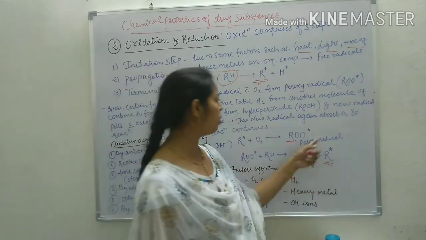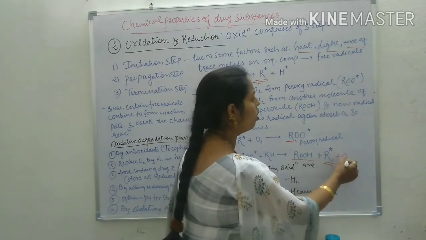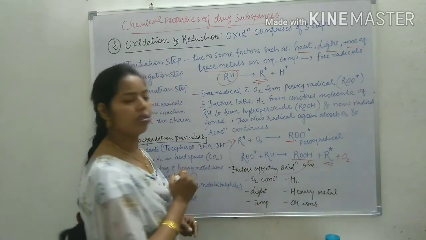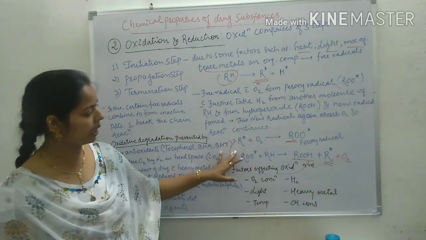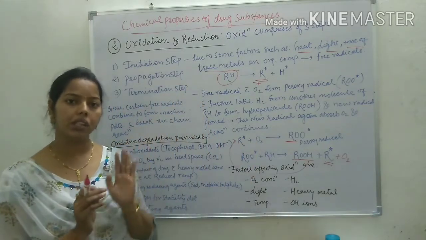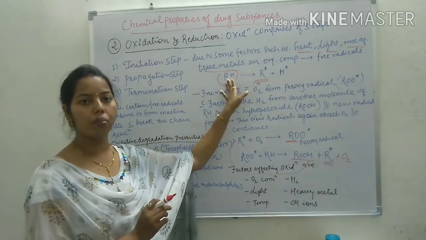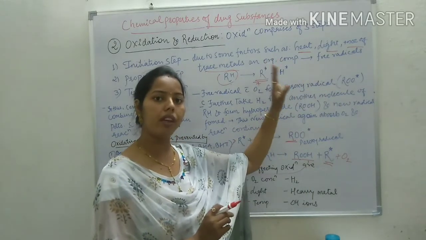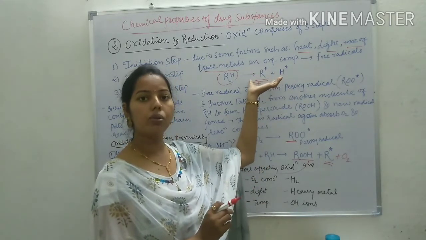So this new radical will again absorb oxygen from the environment and the reaction continues. Again I am explaining how the propagation occurs. In the initiation step, where oxidation starts, the organic compound is directly converted into free radicals in the presence of light, heat, and traces of metals.